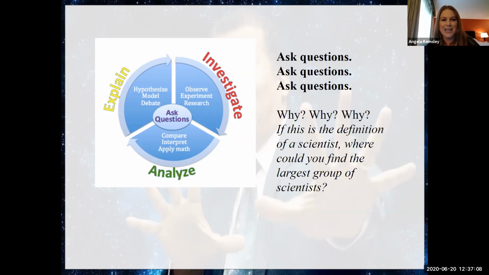If that's what science really is, just constantly asking why, who are our largest group of scientists? Any parents out there? Children, right? Children are typically born with this great curiosity about the world around them, and they're constantly making observations and asking questions and testing the things around them. Toddlers are little scientists until we take that all away from them with standardized testing. But asking questions is the foundation of science, being curious about the world around you.